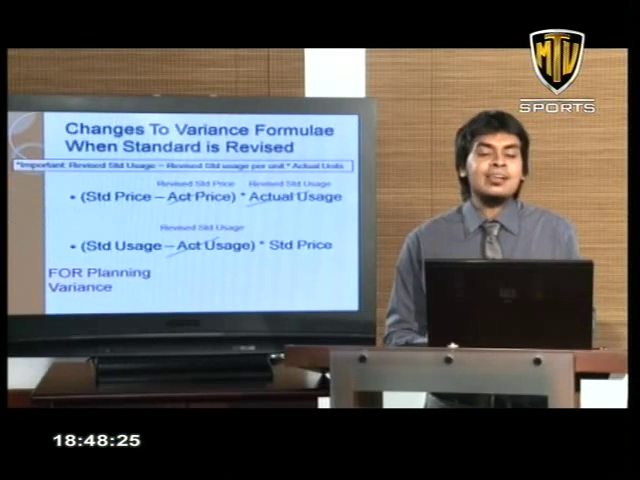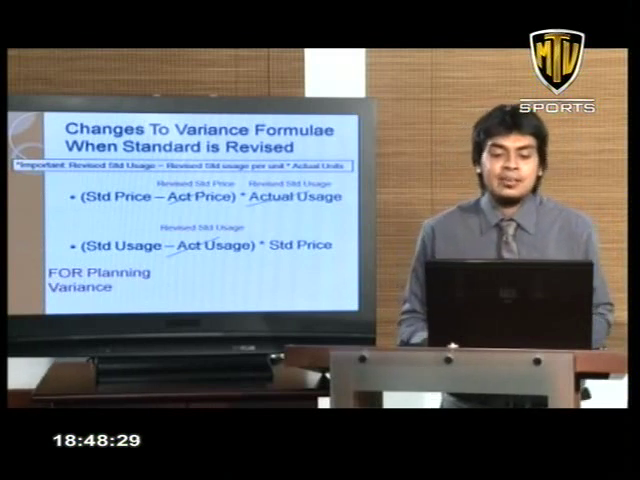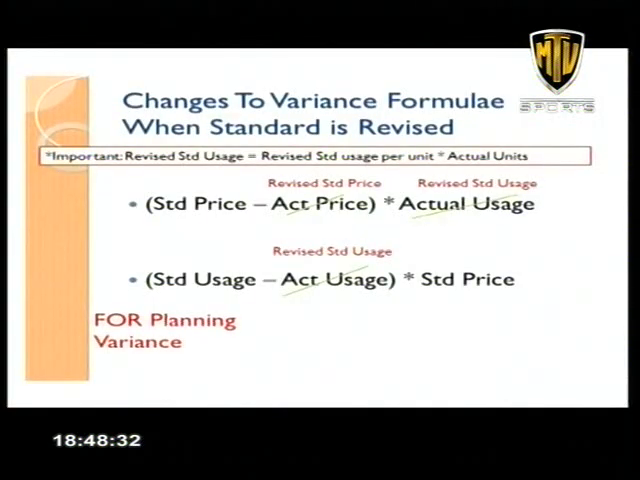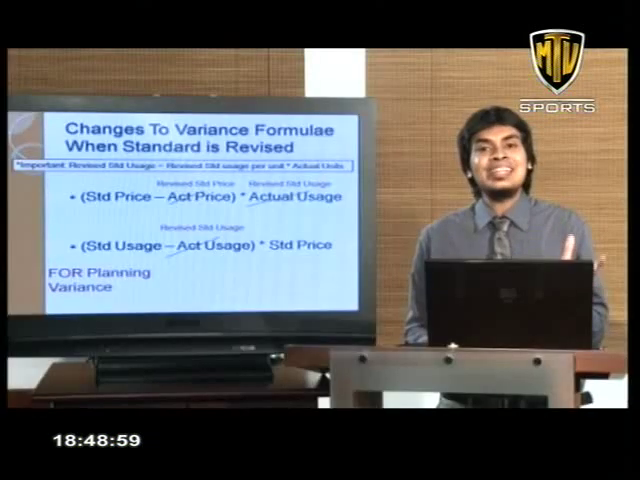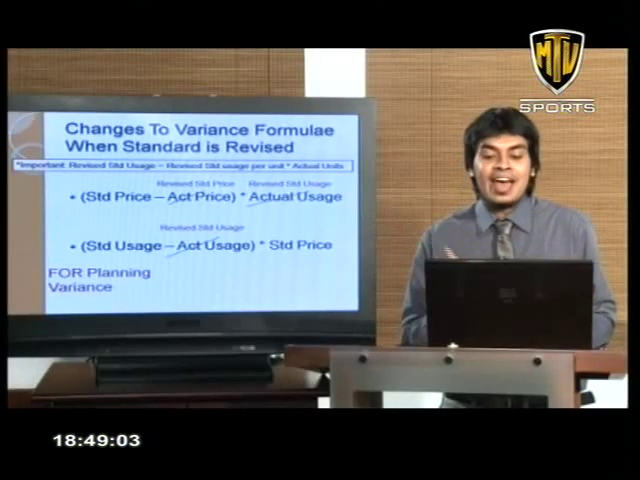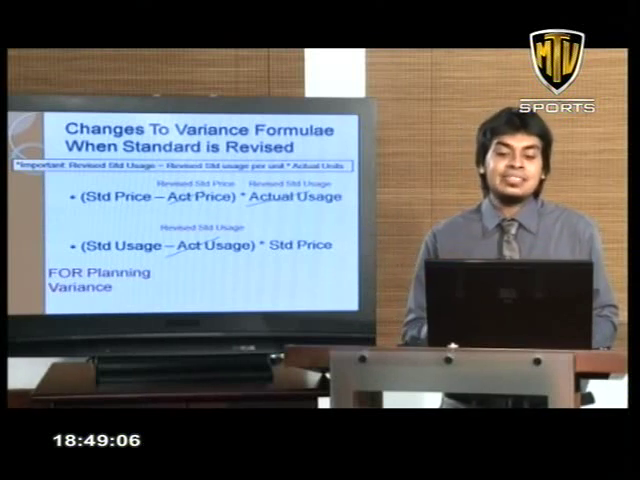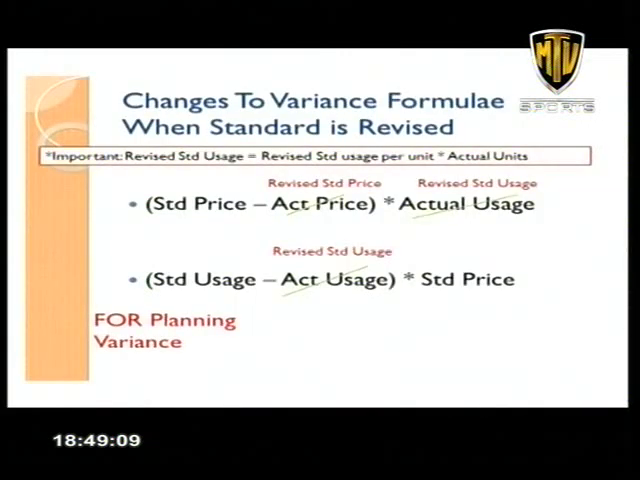So calculation: if you pay attention to the slide, I am adjusting my standard variance formulae to reflect my revised standards. Let me first consider planning variances. Usually a price variance is measured as the difference between standard price and actual price multiplied by the actual usage. But in the case of a planning variance, you're not going to be comparing the standard and the actual. What you're trying to do is compare the standard and the revised standard. So wherever there is an actual, I cut that off and make it revised standard. Instead of actual price, I have a revised standard price. Instead of actual usage, I have a revised standard usage.